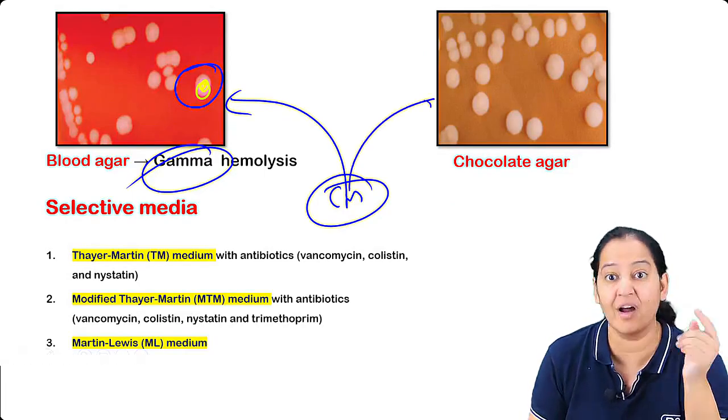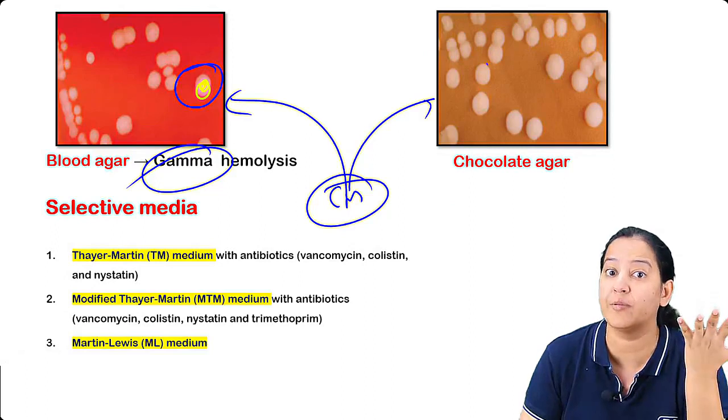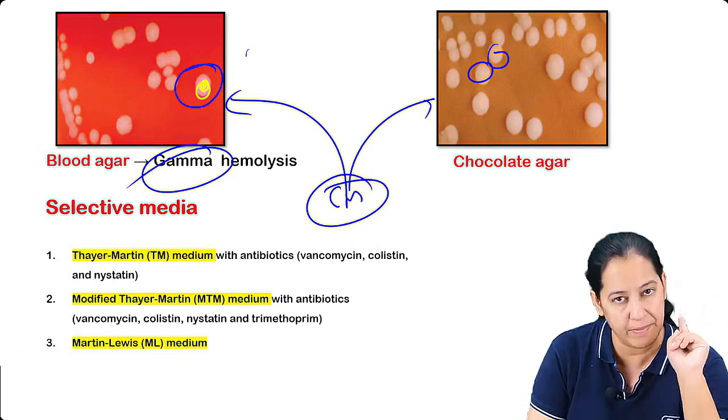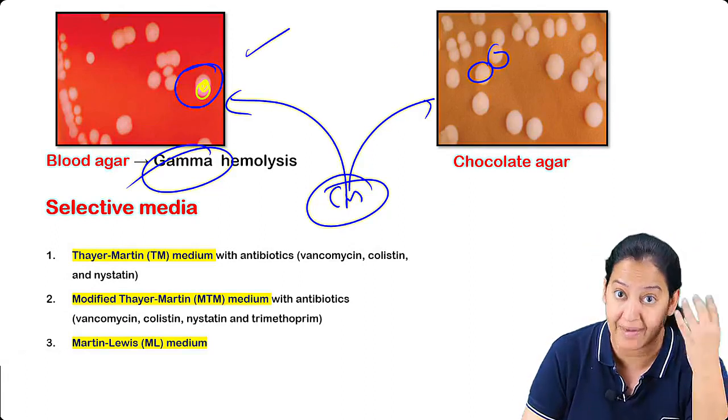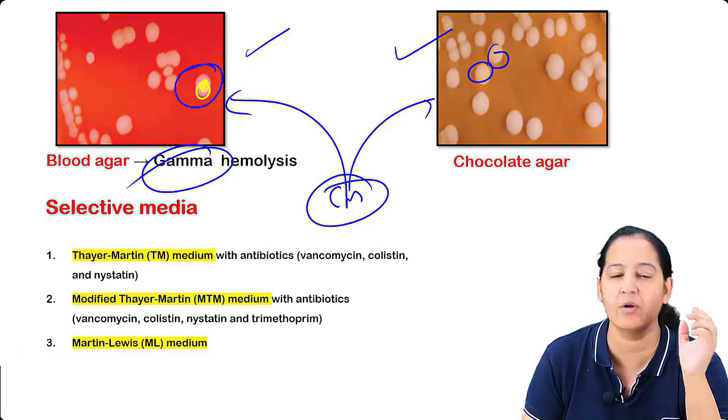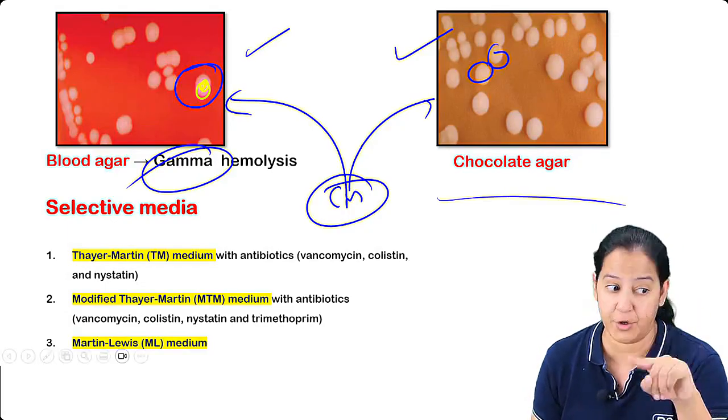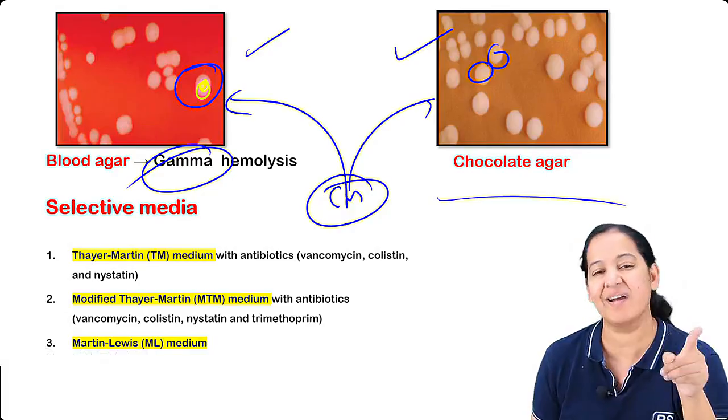On chocolate agar, they grow even better. देखो, chocolate में तो और बड़ी-बड़ी colony है. So they grow on blood agar, gamma hemolysis. They grow better on chocolate agar, which is the enriched media. I taught you what is enriched media, है ना? So blood agar, chocolate agar.